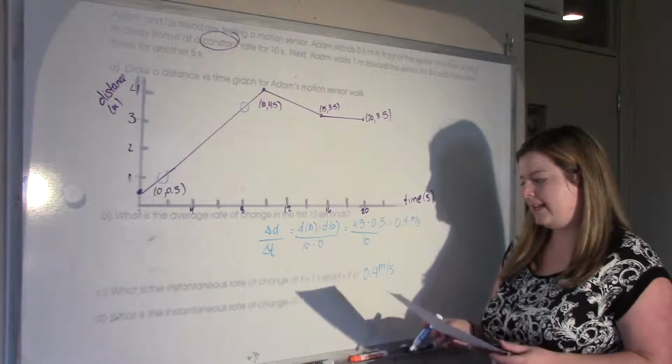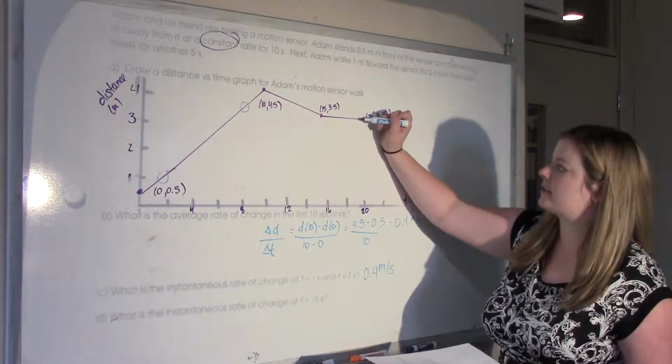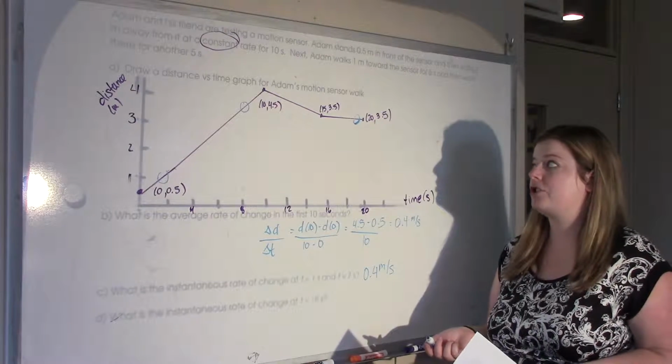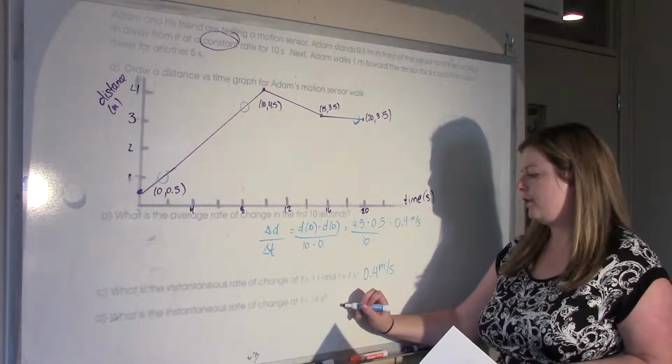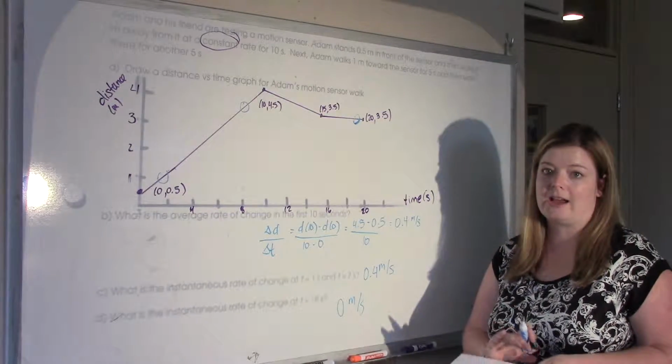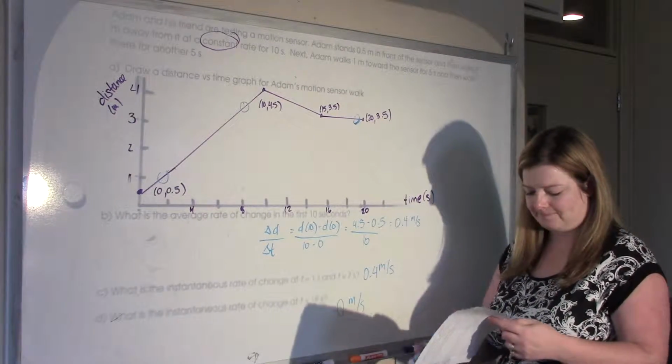Well, what is the instantaneous rate of change at 18 seconds? So that's here. Notice that the distance is not changing at all with respect to time. So there, it is just 0 meters per second, because there is no change happening at 18 seconds.